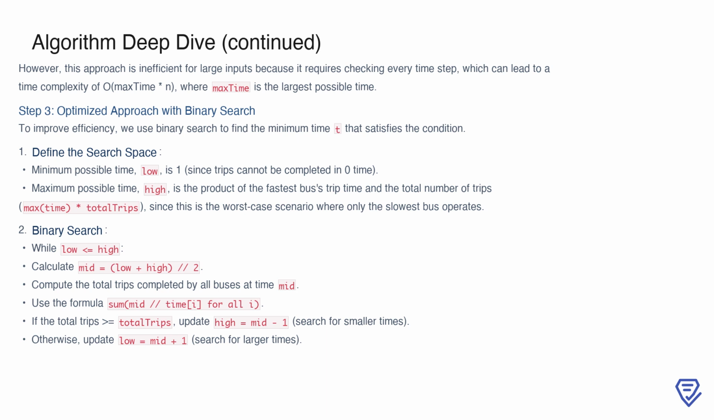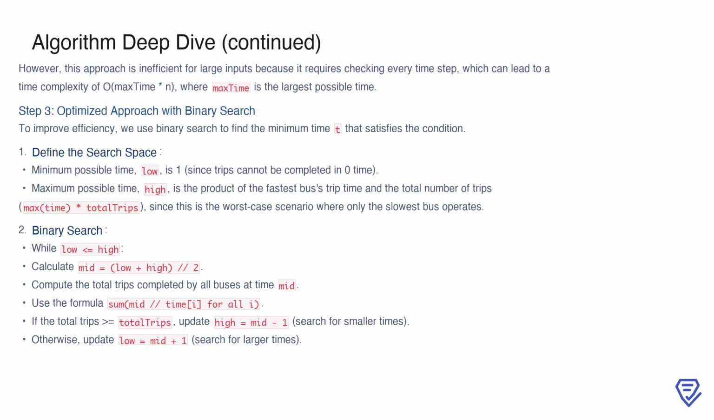The brute force approach, while simple, is not practical for large-scale inputs. Its inefficiency arises from the need to check every possible time step up to a maximum value, resulting in a time complexity of max time * n, where max time represents the largest possible time and n is the number of buses. To overcome this limitation, we use binary search to significantly reduce the number of time steps we need to evaluate.